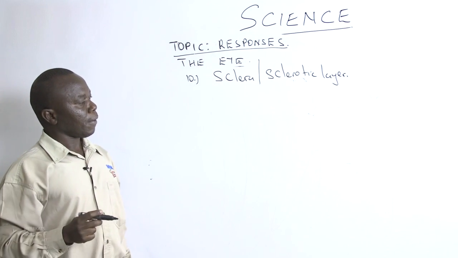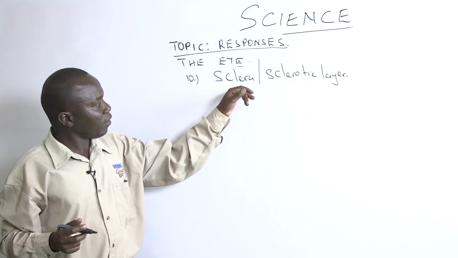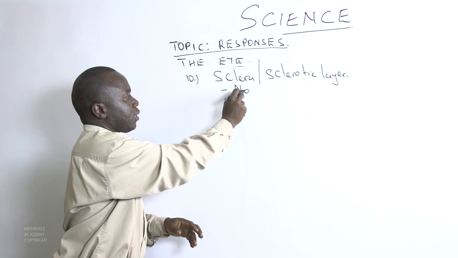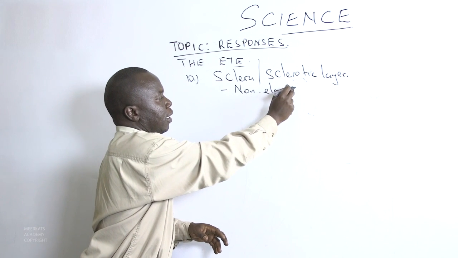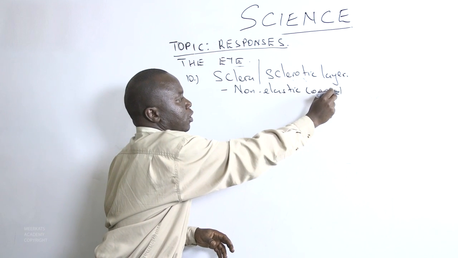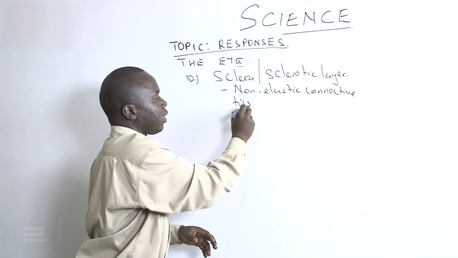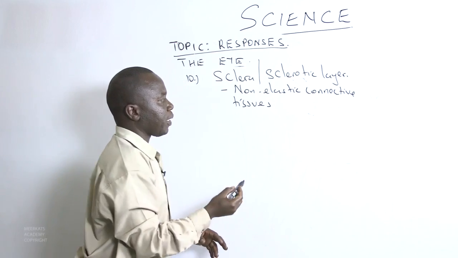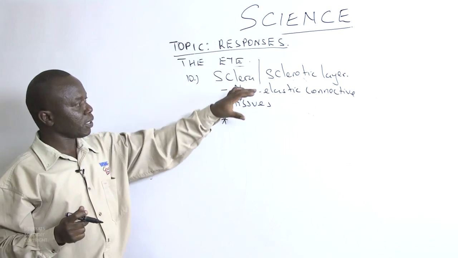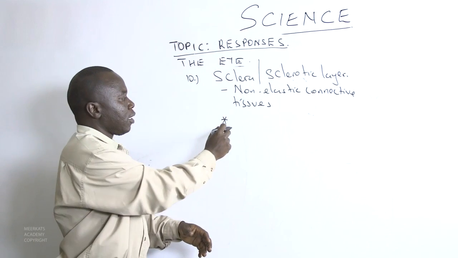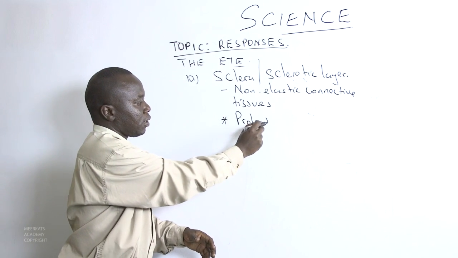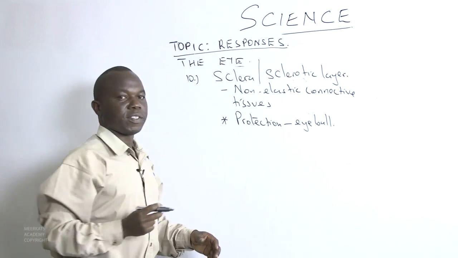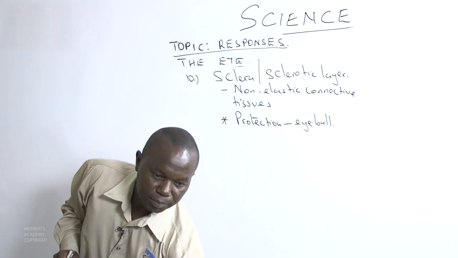Sclerotic layer. Remember, we have looked at the sclerotic layer. This one is majorly made up of non-elastic connective tissues. Remember, it's the outer part. Because it makes the outermost part of the eyeball, the major role is giving protection to the eyeball.